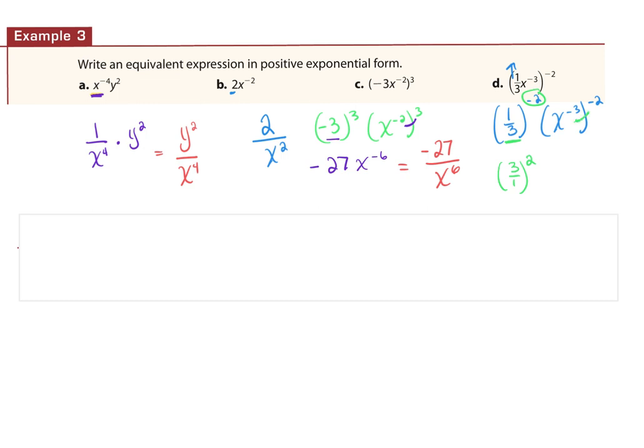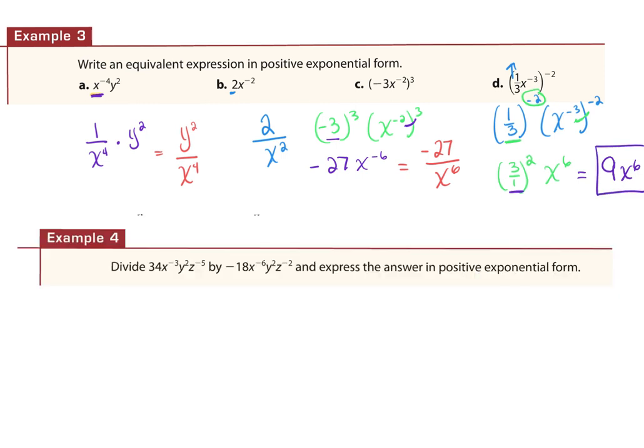And then here, I actually take care of the problem in my multiplication. What is negative 3 times negative 2? Positive 6. So I actually end up with no negative exponents here. I just have 3 over 1, which is just 3 squared. So this part is just 9. And then I have x to the 6th there.